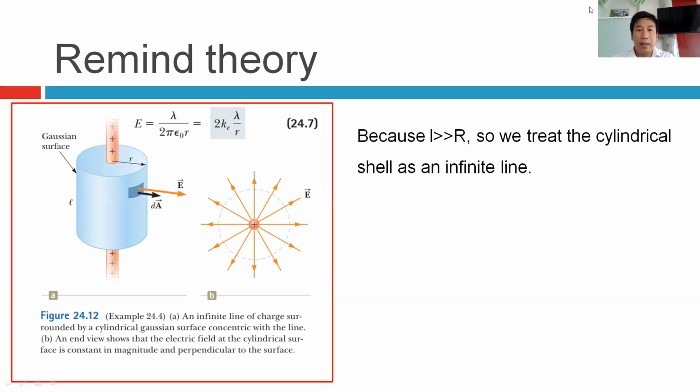Okay, so in this case, for the infinite line, we choose the Gauss law in a different way from the large horizontal plane. In this case, we need to choose a cylinder, but this cylinder has its axis the same as the axis of the line.